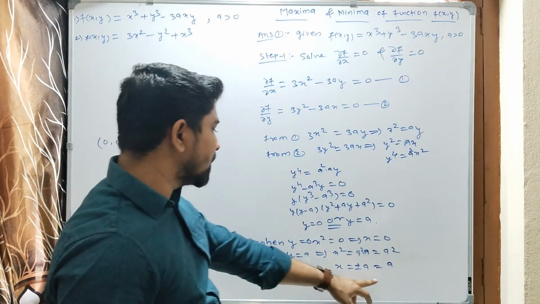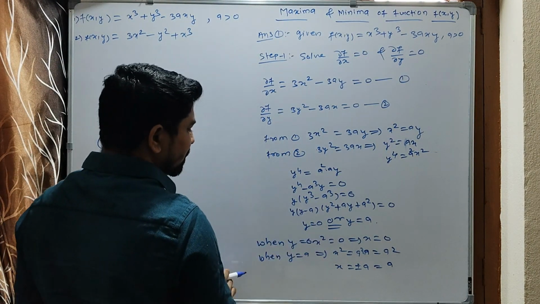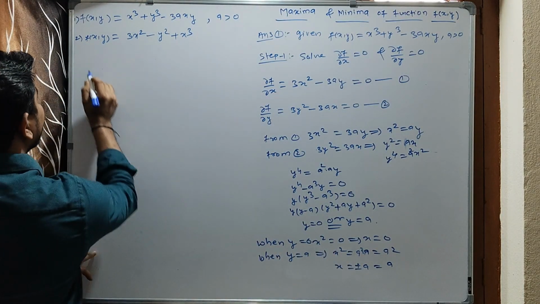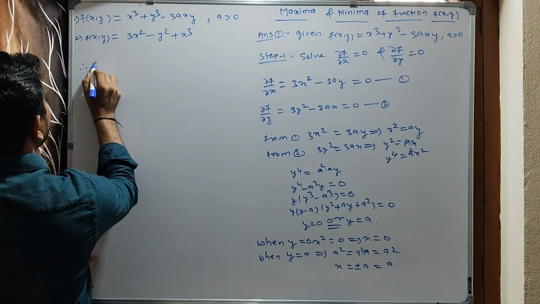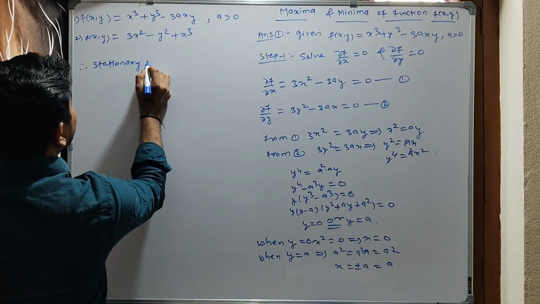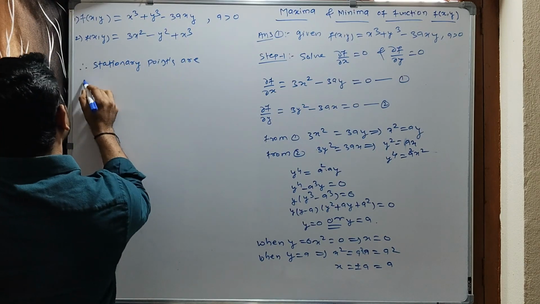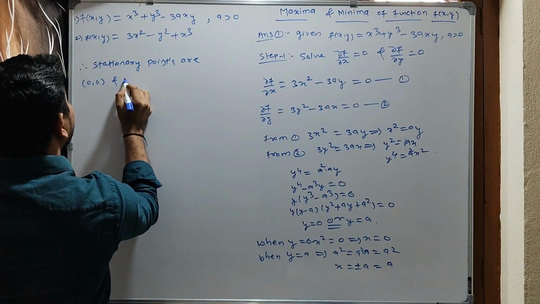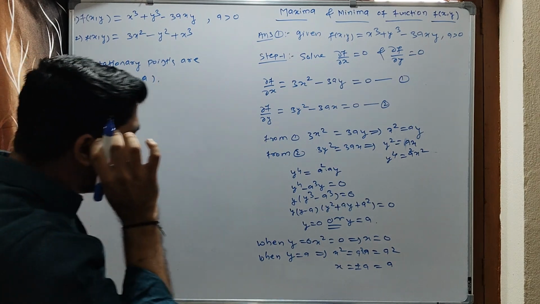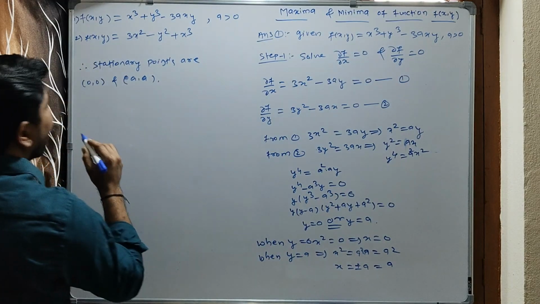So when x is a and y is a, therefore the critical points are, so you can solve this. So after that if you want to write this explanation, therefore critical points, we can say stationary points are 0, 0 and a, a. Now I want to find the nature of my function at this critical point. Now I want to find r, s, t.